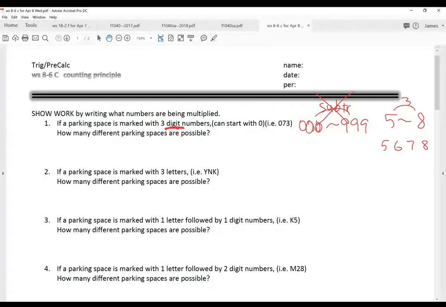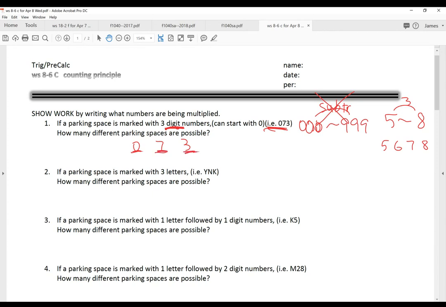So I'm going to suggest just come up with an example first. I gave you an example something like 073. That does not mean the answer is 73. Okay. So there are 3 spaces to fill. That's what an example gives you.